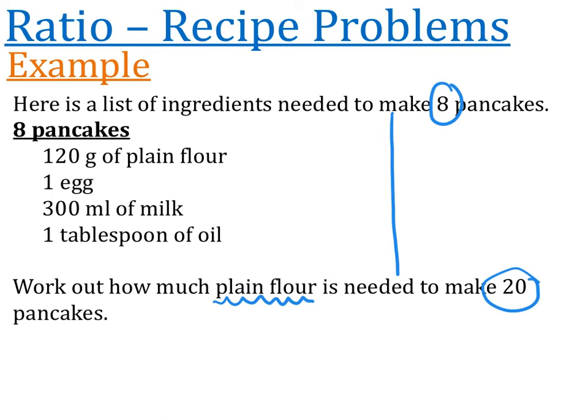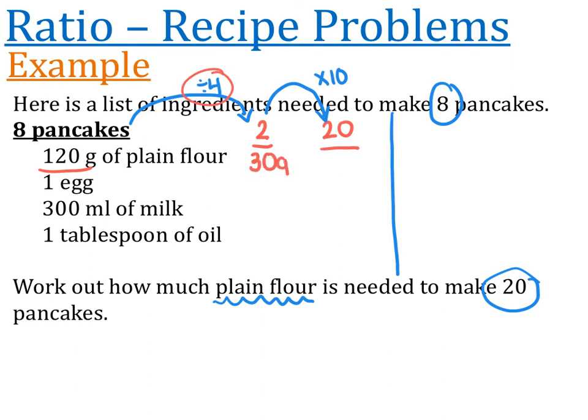So I think the easiest way to get from 8 to 20 is to first find out 2 pancakes and then multiply that up to get 20. That's one way that I could do it. To get from 8 to 2, I need to do divide by 4. And to get from 2 to 20, I need to do times by 10. So let's go ahead and answer that way. I'm just looking at the flour, and it says I first need to do divide by 4. So 120 divided by 4 is 30 grams. And then I need to do times by 10. So that's going to give me 300. All right, that's one way to do it.